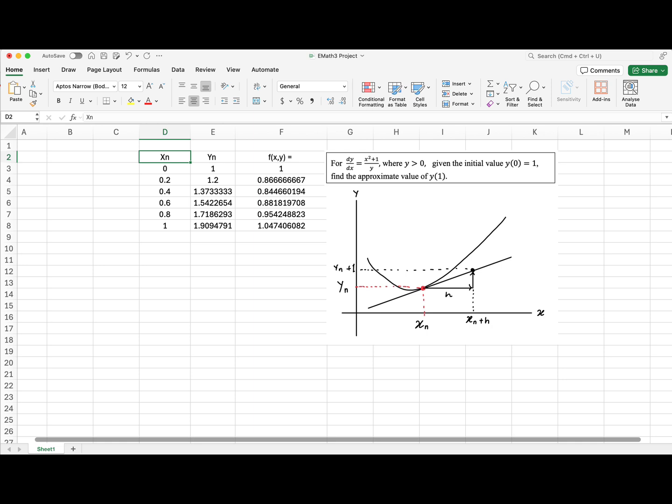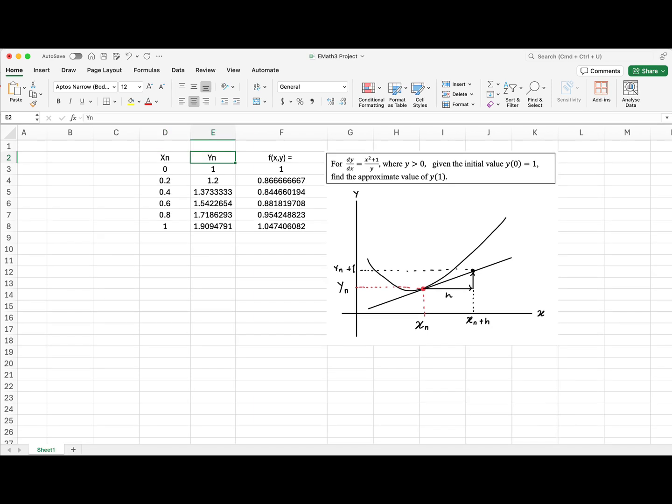Now for the next portion, I use both Euler's formula as well as the general formula that was given. As seen above, there is the xn value, yn value, and f(x,y) value. The xn value indicates the step sizes of the x-axis, and I have chosen to use a step size of 0.2 between each value.